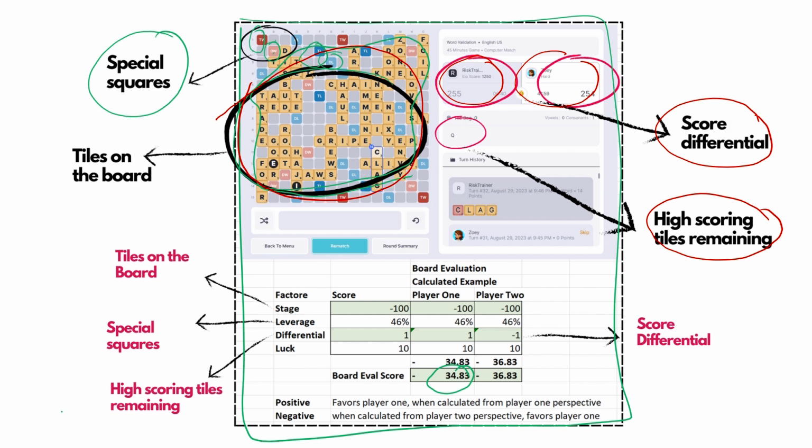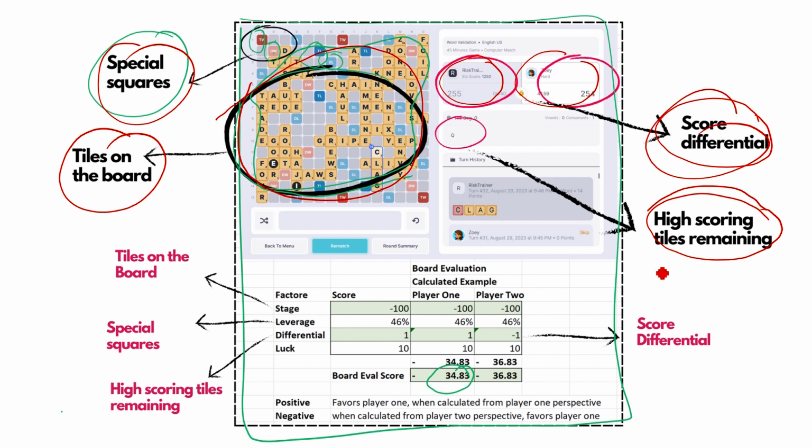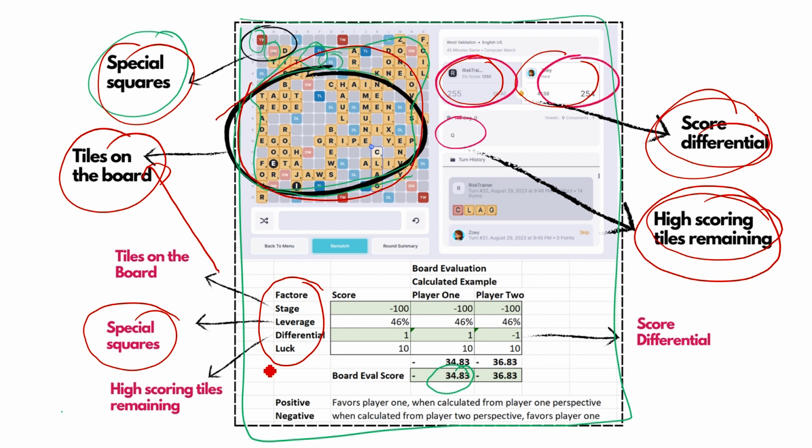So when I take these four components, the special squares, tiles on the board, score differential, and the high scoring tiles remaining, I then compress that into four pieces. One is stage, as represented by the tiles on the board. One is leverage, as represented by the number of special squares. One is differential, and this is essentially score differential. This is representative of whether a given player has a significant lead over the other, and is also a reflection on player competence. And the fourth and final piece is luck.